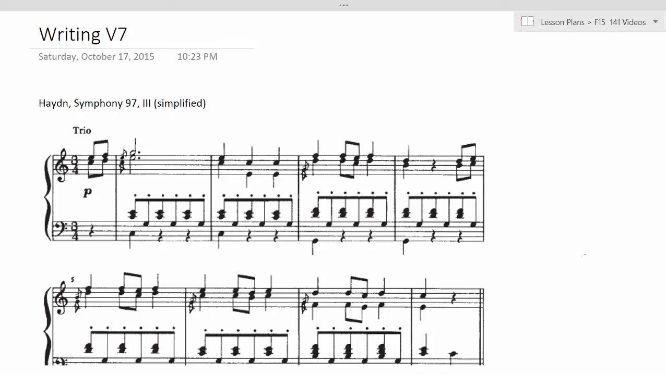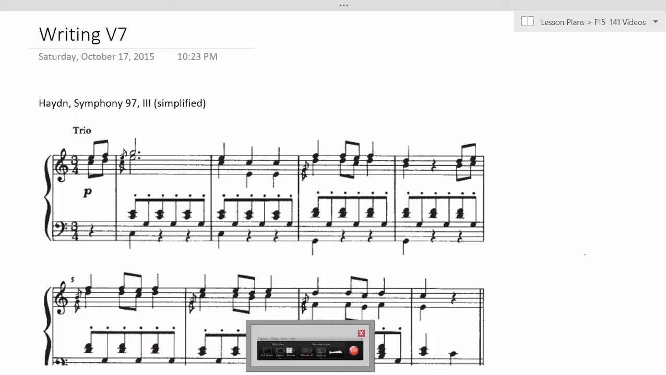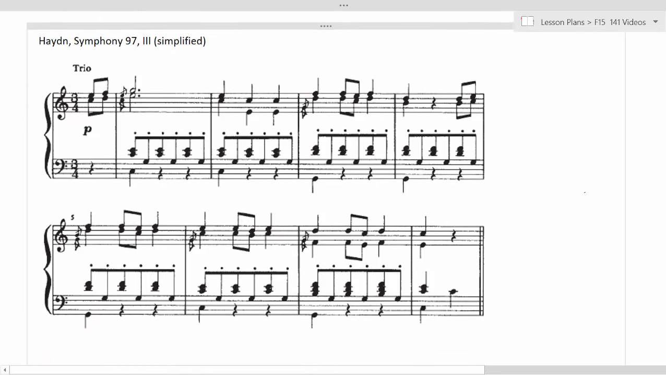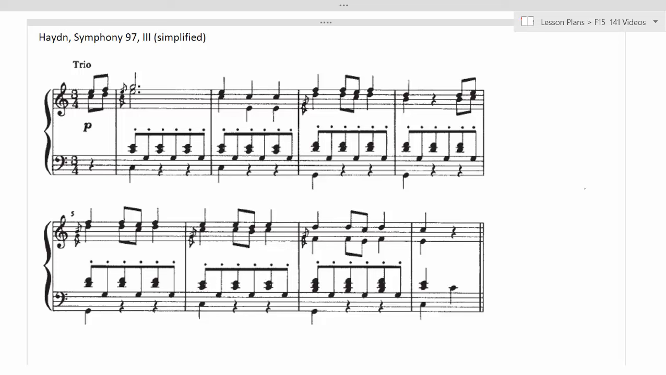So this video is about writing 5/7. And before we actually write 5/7, we're going to take a look at how Haydn does it so we can model our writing on what Haydn does. So we'll start by listening to Haydn's Symphony 97, Movement 3.